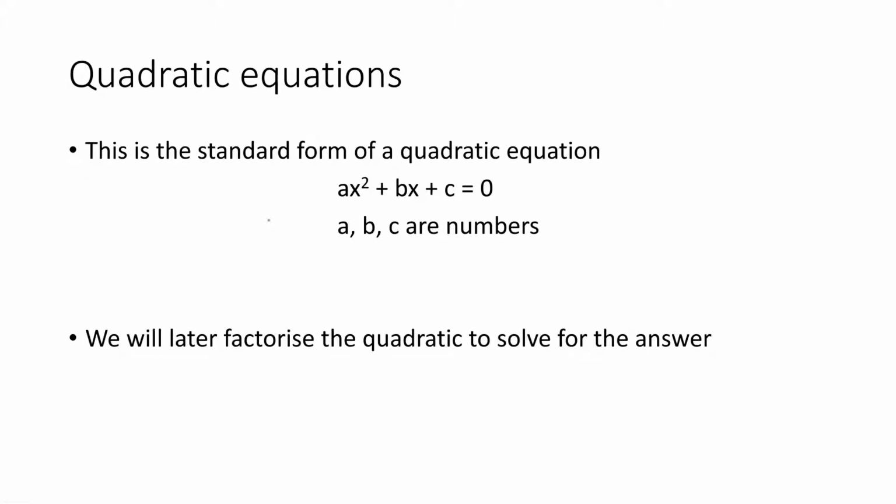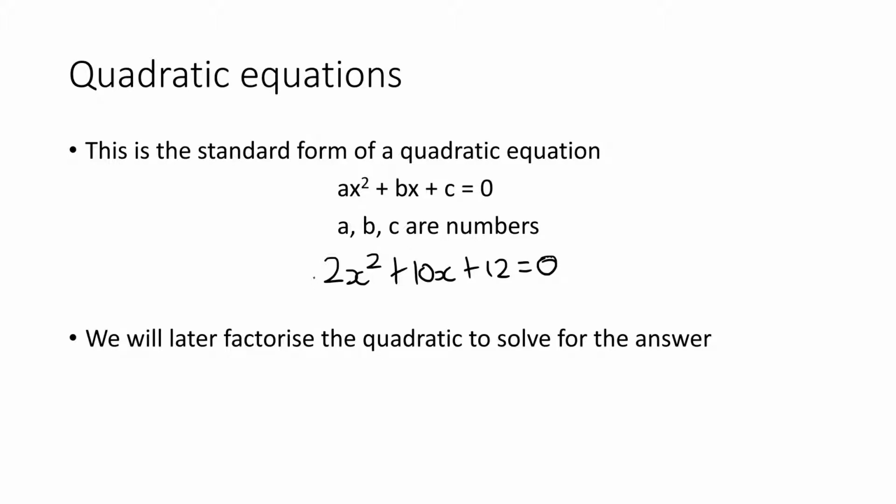So the first thing we'll go through is quadratic equations. The standard form means what it usually looks like. So a quadratic equation is ax squared plus bx plus c equals 0, where a, b, c are numbers. For example, you can have 2x squared plus 10x plus 12 is equal to 0. So that's an example of a quadratic equation.